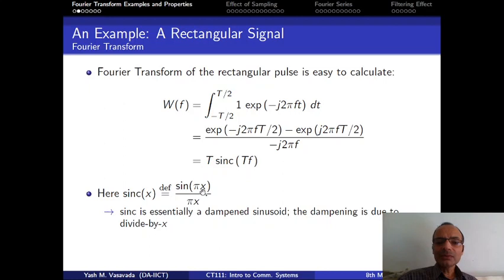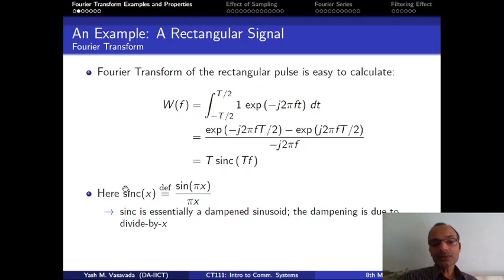Now when x is equal to 0, you have this indeterminate form. You have a 0 divided by 0 type of form, and there again from your earlier math course you would apply L'Hopital's rule, and you will say that if you take the derivative of numerator and denominator in the limit that x is equal to 0, you will get 1.